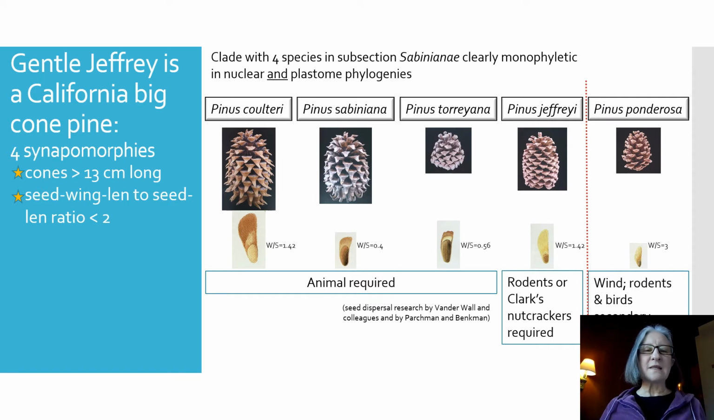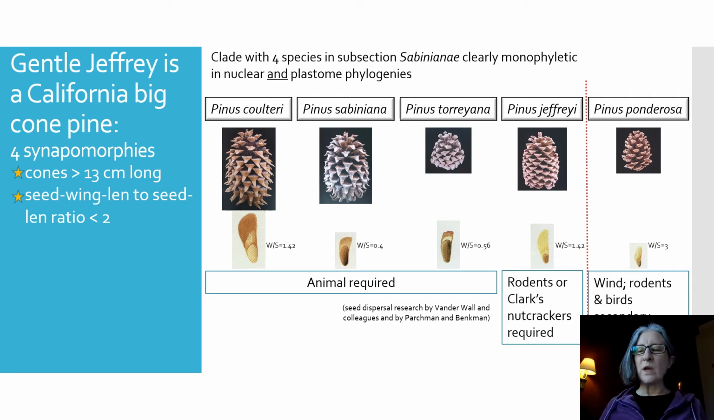The seed wing length to seed length ratio is all less than 2. The shorter seed wing in Jeffrey pine, with a ratio of 1.4, means that Jeffrey pine is completely reliant on rodents or Clark's nutcrackers for dispersal. That's some interesting new work from van der Waal and other people's labs recently.